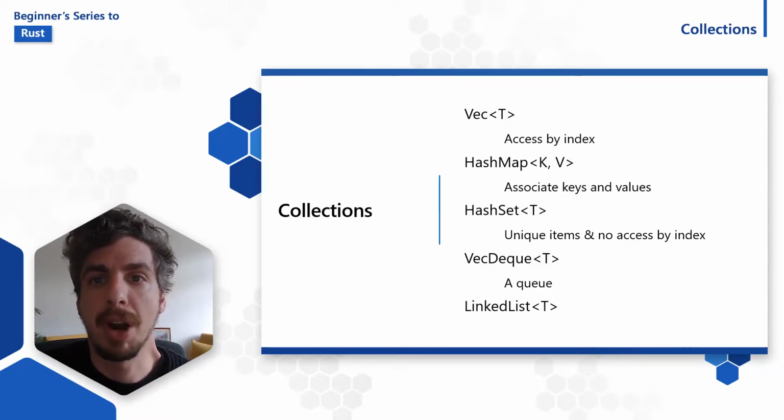VecDeques are great for modeling queues, where you want to efficiently put items to one side of the queue and pop items off the other side. The docs have great explanations of when each collection might be worth using.